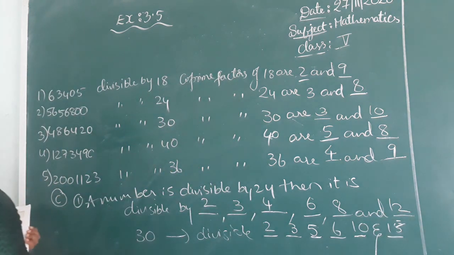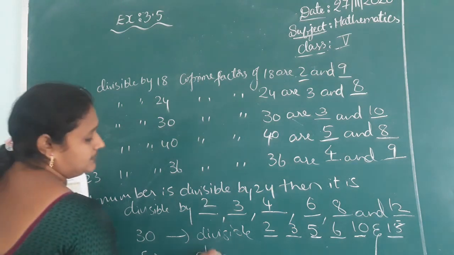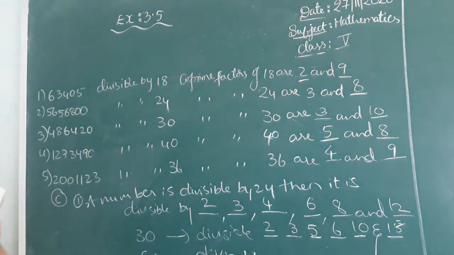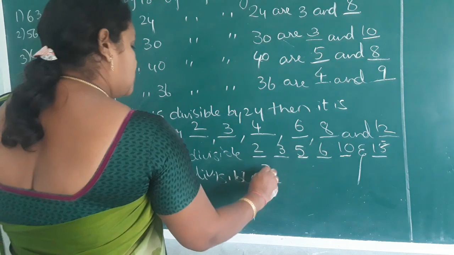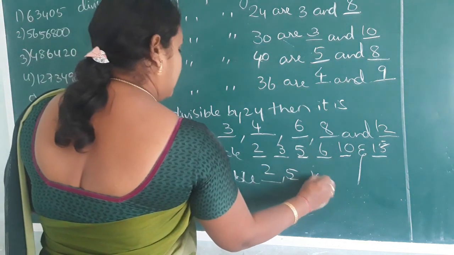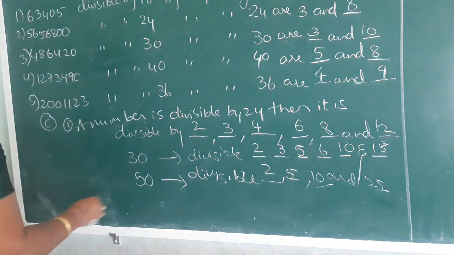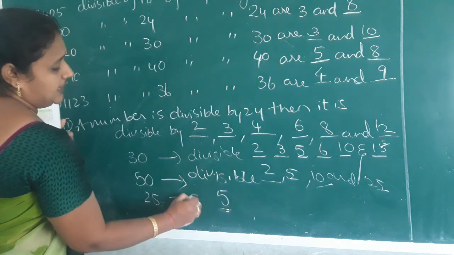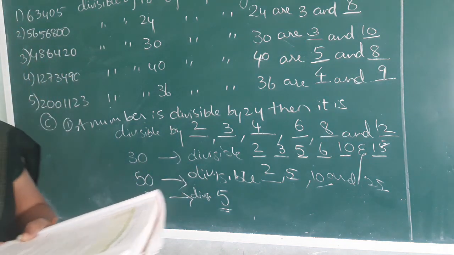Next, if a number is divisible by 50, then it is divisible by 2, 5, 10 and 25. Same, if a number is divisible by 25, then it is divisible by 5. See the, choose the correct answer.